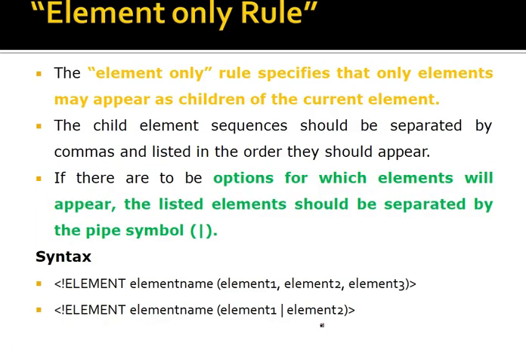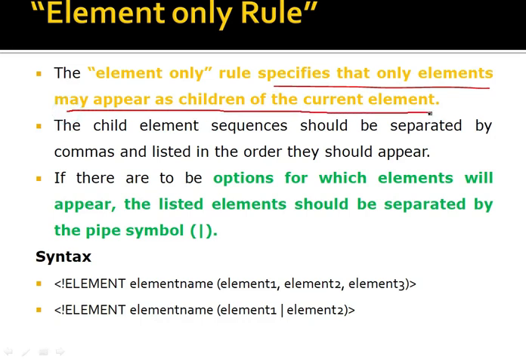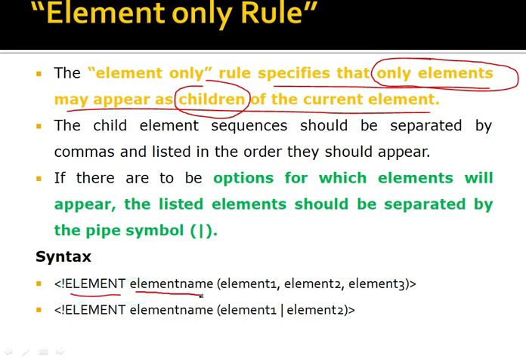What is the element only rule? The element only rule specifies that only elements may appear as children of the current element. Listen, only elements may appear as children. If you look here, this is the root element, and this root element will have only elements as children.